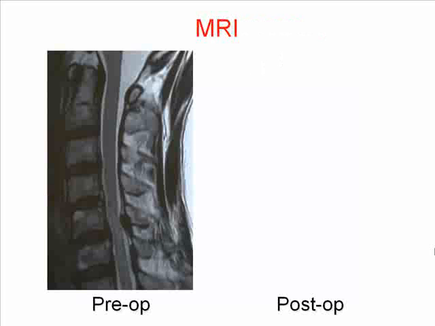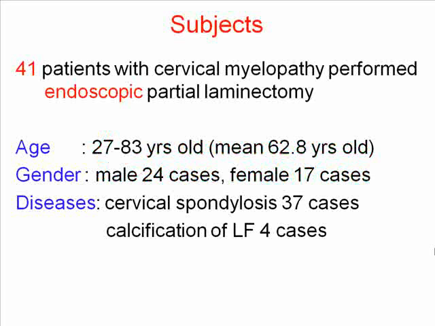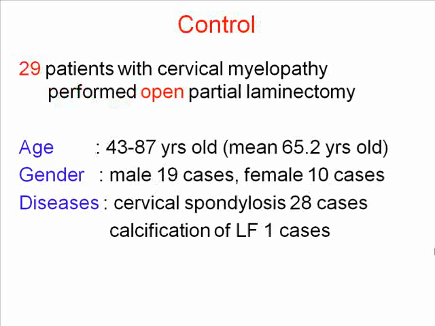Analysis of surgical result and complications. Subjects were 41 patients with cervical myelopathy who underwent endoscopic partial laminectomy. Cervical spondylosis was seen in 37 cases and calcification of the ligamentum flavum in 4 cases. Control was 29 patients with cervical myelopathy who underwent open partial laminectomy. There was no significant difference in age, gender, and disease between endoscopic and open partial laminectomy.